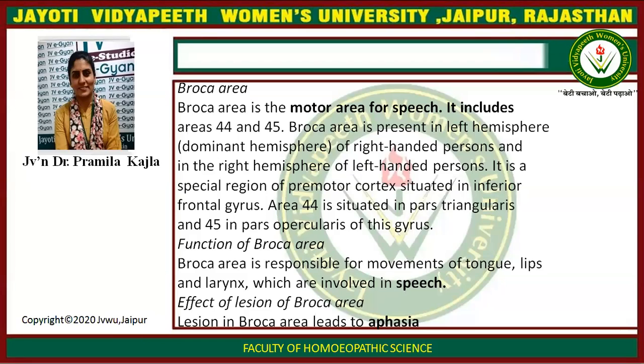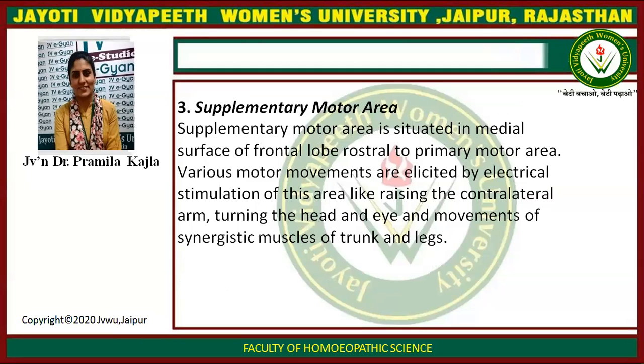Function of Broca's area. Broca's area is responsible for movement of tongue, lips, larynx, which are involved in speech. Effect of lesion of Broca's area. Lesion in Broca's area leads to aphasia, difficulty in speaking. Supplementary motor area. Supplementary motor area is situated in medial surface of frontal lobe, rostral to primary motor area. Various motor movements are elicited by electrical stimulation of this area, like raising the contralateral arm, turning the head and eye, and movement of synergistic muscles of trunk and leg.